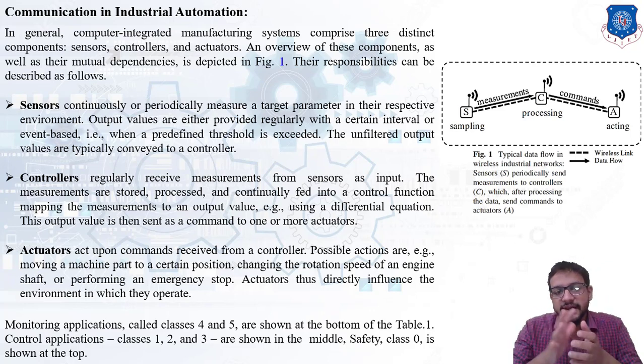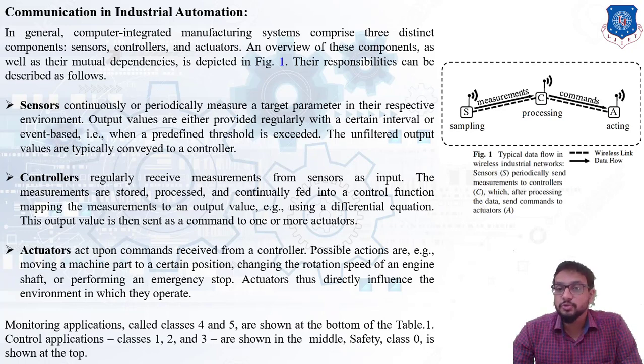Okay, now the next term is an actuator. You can clearly see that the actuator is going to act based on a command provided by the controller. So what are the possible actions? The actions which an actuator can take are, for example, moving machine parts to a certain position, changing the rotational speed of an engine shaft, that is the RPM, varying the RPM of an engine shaft, and performing an emergency stop. All these tasks are performed by the actuators. Actuators thus directly influence the environment in which they operate.